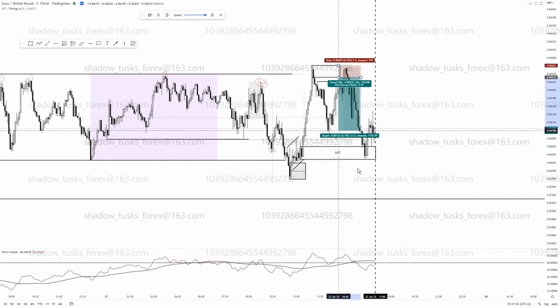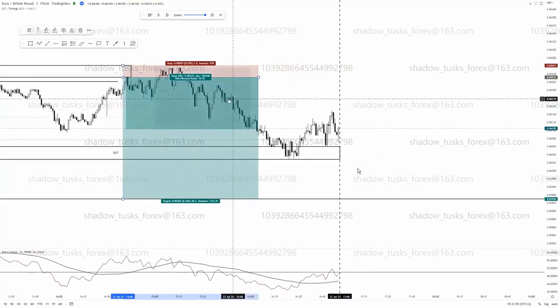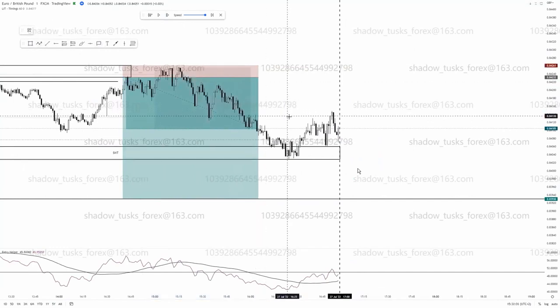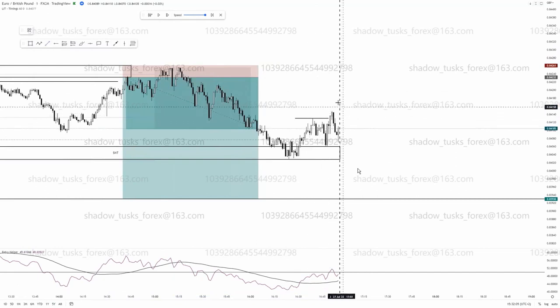Like, that's not ideal. So look at what we've had here. Let's identify it, very quick. Build up. Inducement high. What timing?